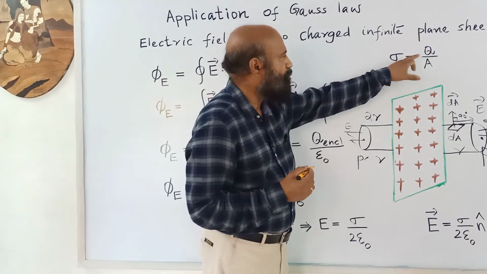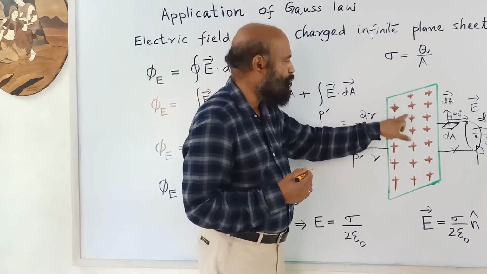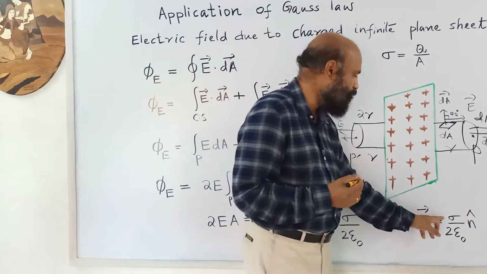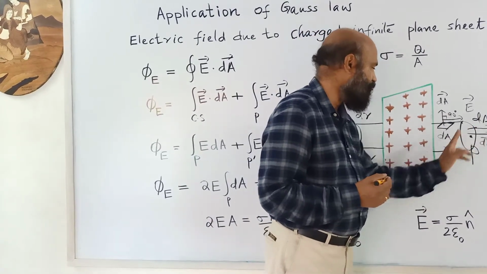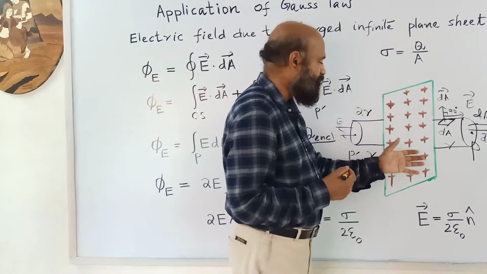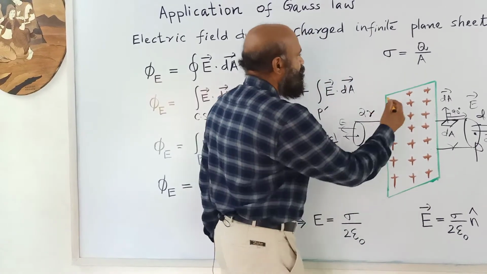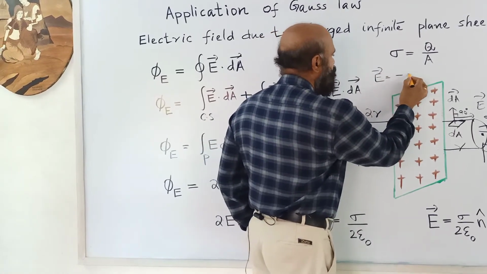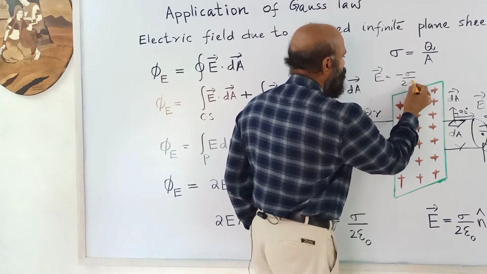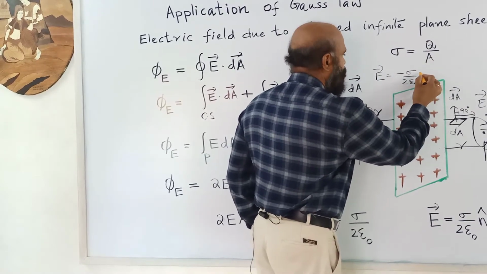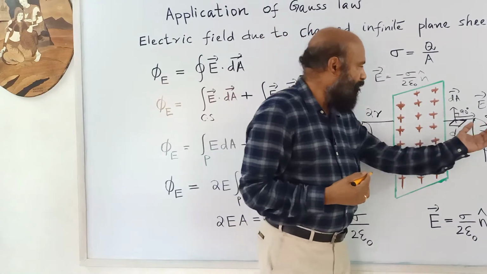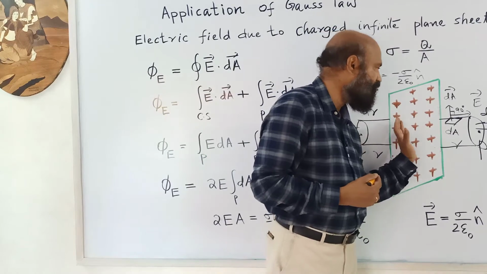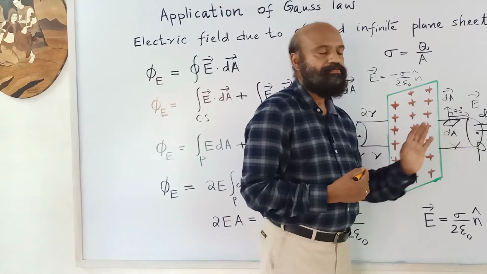Suppose the charge density is positive. In this sheet you can see positive charge. Positive charge density means the field will be directed away. Suppose charge density is negative, then E vector is equal to minus sigma divided by 2 epsilon 0 n cap. Then it will be directed towards. If negative charge, it is directed towards. If it is positive charge, directed away, outward.